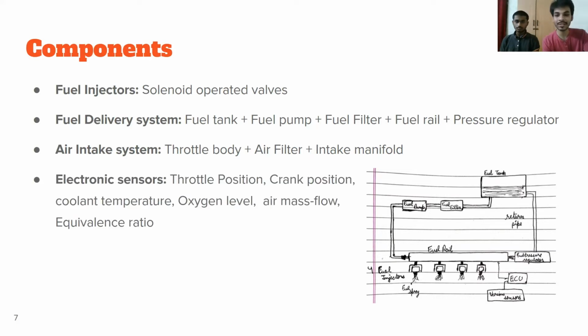There are various sensors which are present in the engine. Some of these include the throttle position sensor, the crank position sensor, the O2 level sensor, and the equivalence ratio sensor. And finally, the brain of an engine, the engine control unit, the ECU.